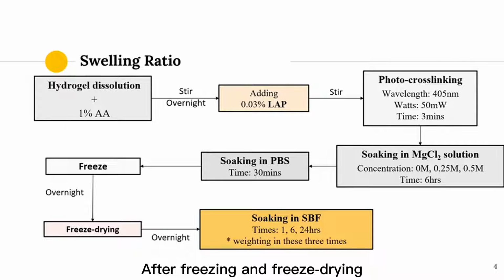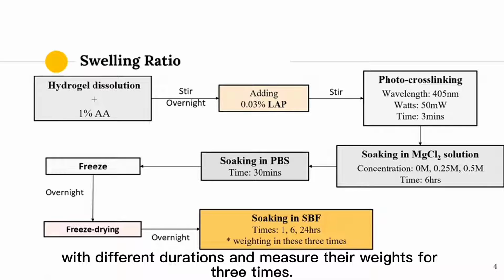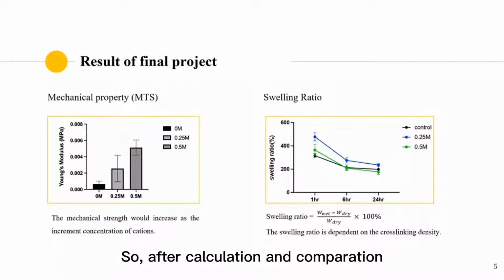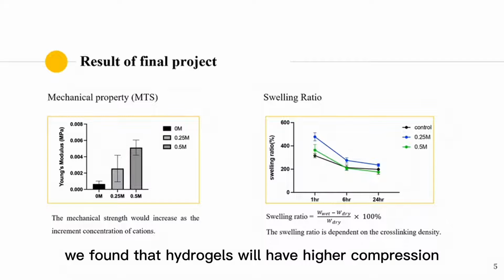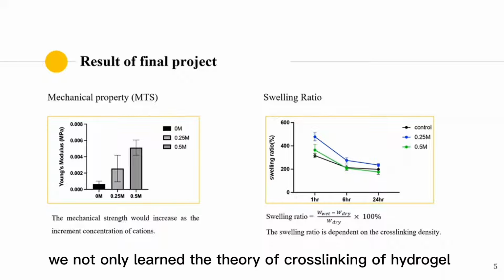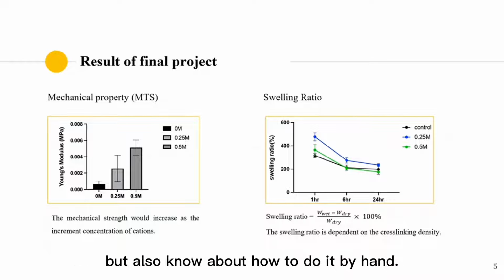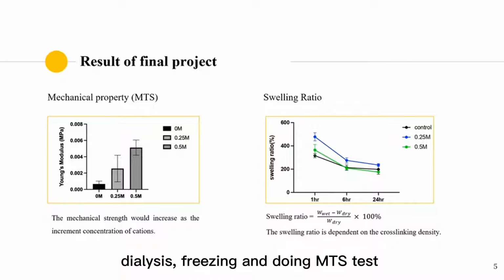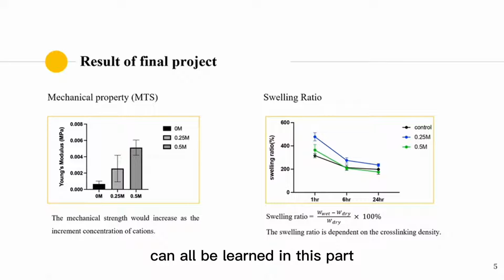After freezing and freeze drying, we soak hydrogel in SPF solution with different duration and measure their weights for 3 times. So after calculation and comparison, we found that hydrogel will have higher compression strength and swelling ratio after soaking in MgCl2 solution. As summary, we not only learn the theory of cross-linking of hydrogel, but also know how to do it by hand. Materials preparing and mixing, solidifying, dialysis, freezing, and doing MTS tests can all be learned in this part.